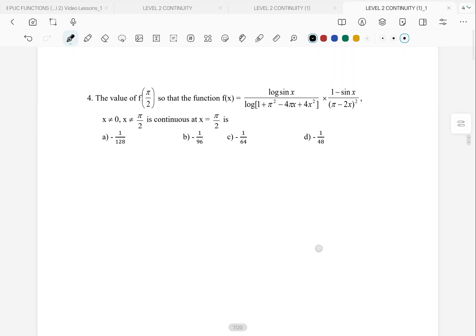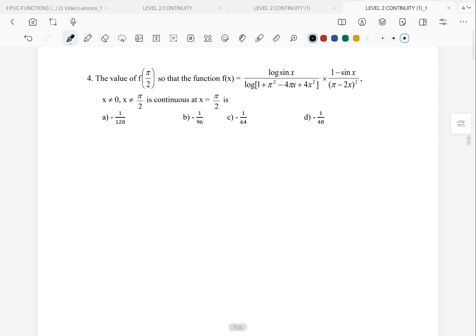Next question, find the value of f of pi by 2, so that the function f of x defined this way: log sin x by log of 1 plus pi squared minus 4 pi x plus 4x squared into 1 minus sin x by pi minus 2x the whole square is continuous at x equal to pi by 2. Unlike the previous question, we can directly find the limit here because there is no mod function.